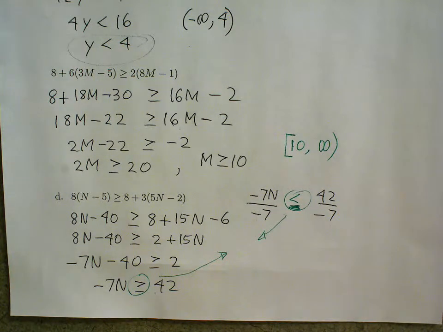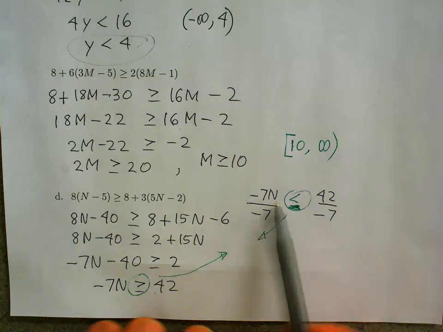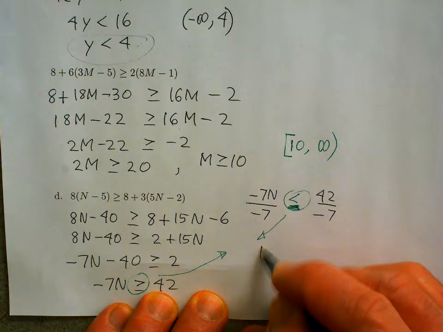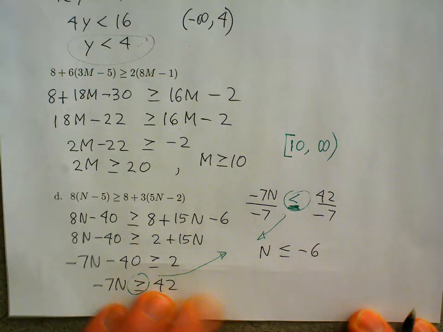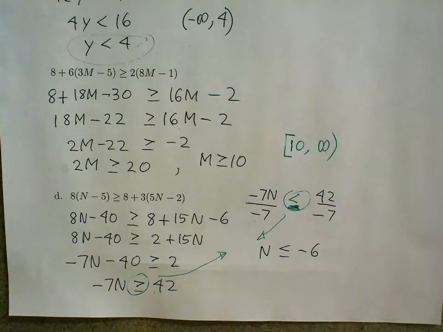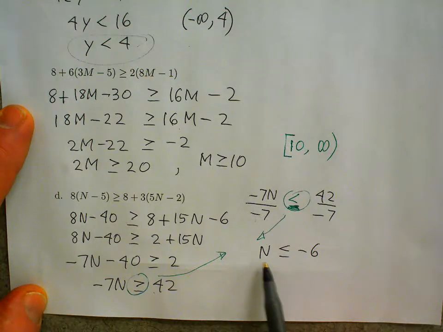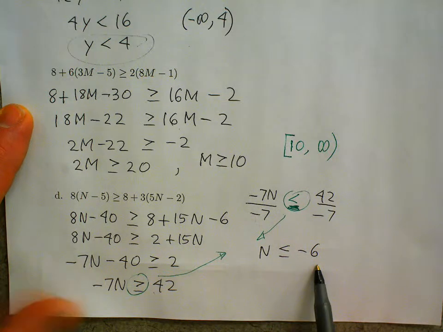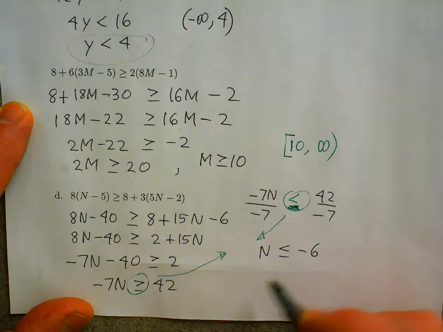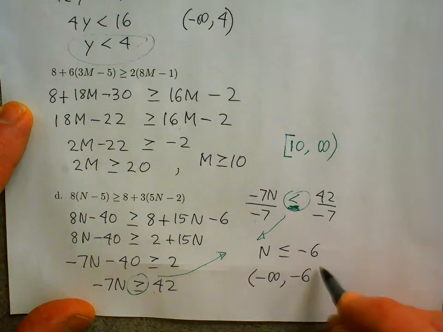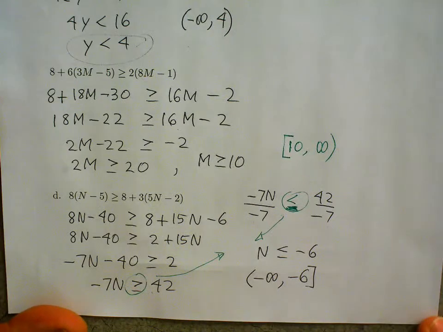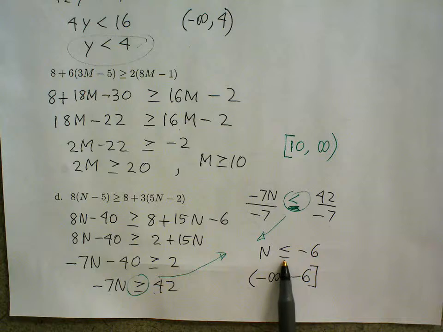No, it's easy to overlook if you're not careful. Negative 7n divided by -7 is positive n, positive 1n, less than or equal to -6, because 42 divided by -7 is -6. And then we write the interval notation for n less than or equal to -6. So that means parenthesis negative infinity, comma, -6, bracket. We use a bracket that corresponds to the or equal to part.